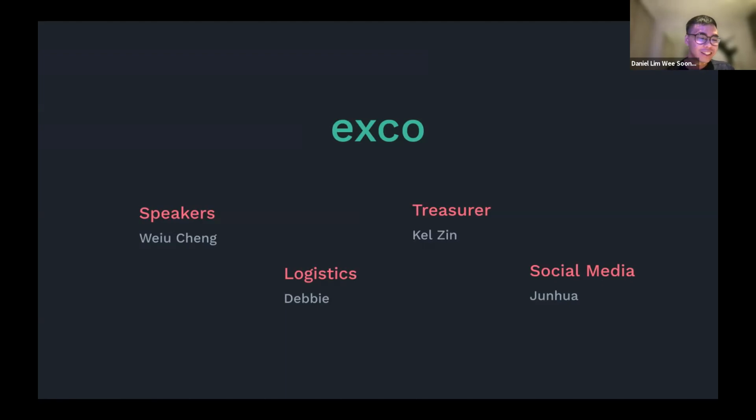Then for logistics, we have Debbie, who works on the pre-event and post-event administrative stuff to make sure that we can run our event smoothly. And we'll have a post-event networking session later, so you can look forward to that. In this session we don't have this, but in later sessions, we'll be giving out Grab food vouchers to those who attend our sessions, as we have found a sponsor. We are still finalizing the details, so you can look forward to that as well. And Kelvin, who is our treasurer, will be in charge of that.